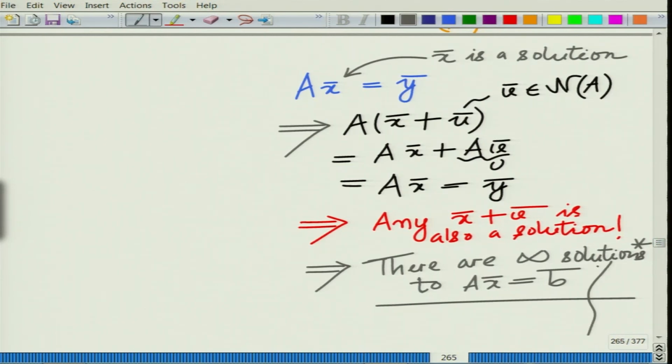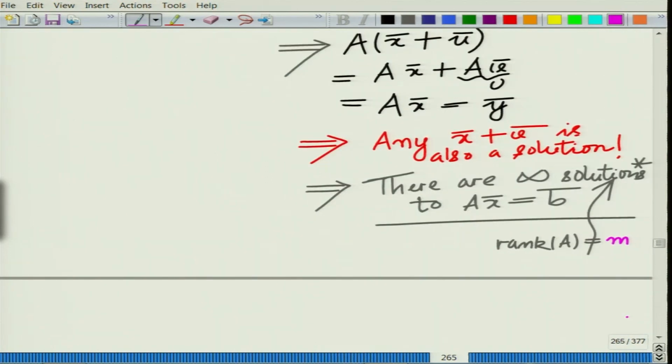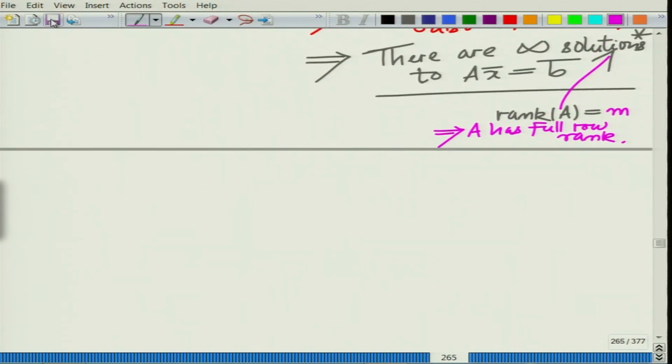The qualification here is if, once again, rank of A is equal to m, meaning that A has full row rank. If rank of A is m, it implies A has full row rank. In that situation, this has infinite number of solutions, which means now we have to constrain the solution. So, we want to find a particular solution.